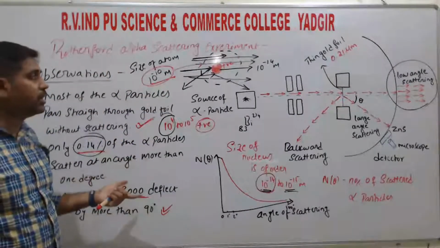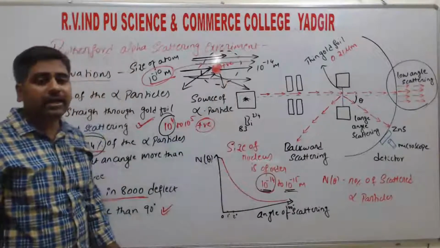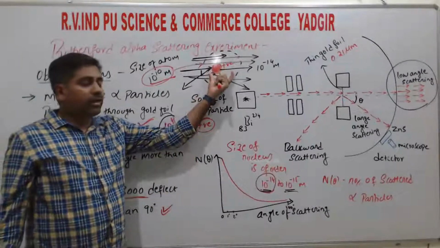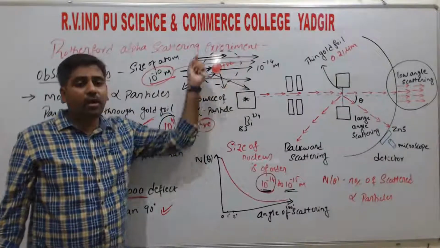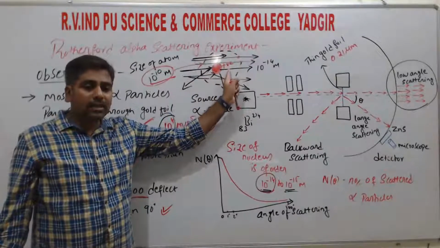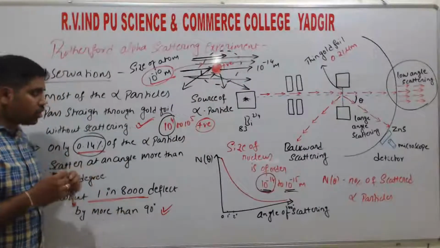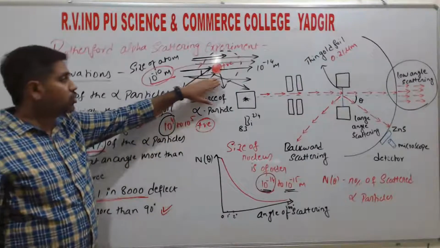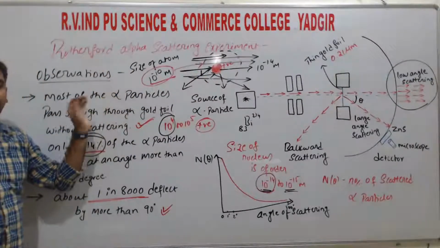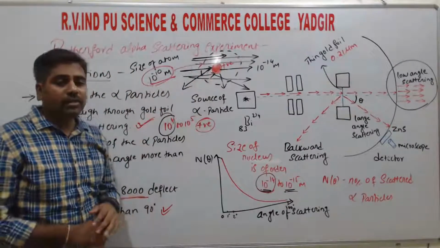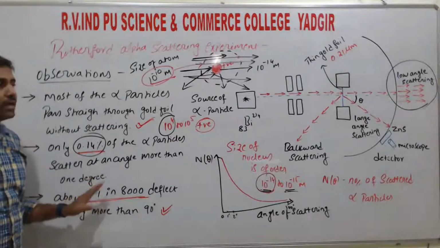So from this experiment, he says that the nucleus is positively charged and the entire mass of the atom is concentrated in the nucleus, and the electron is revolving around the nucleus at a larger distance from the nucleus, right? Next, the concept of the nucleus is also given from this theory. Hence, this experiment, that is the Rutherford hypothesis, is called the nuclear atom model, right? So this is about the observation and explanation.